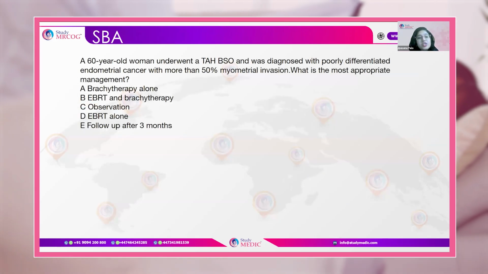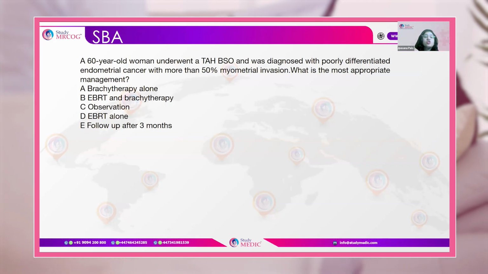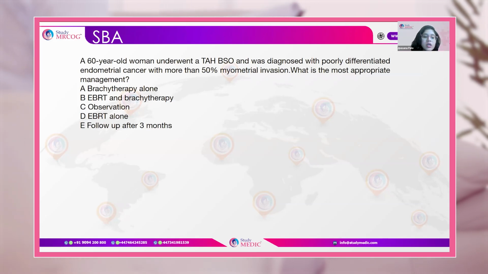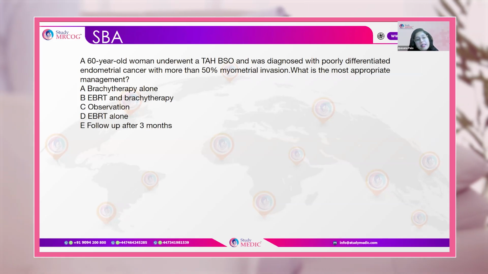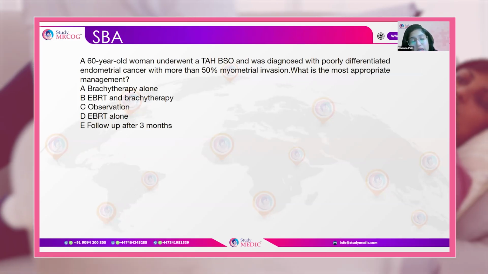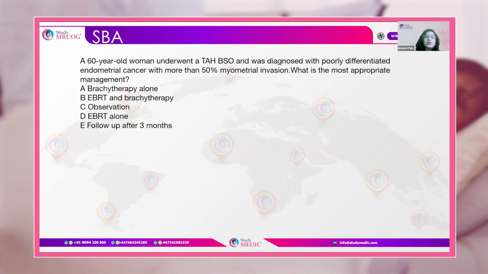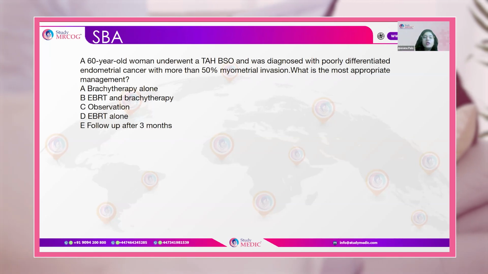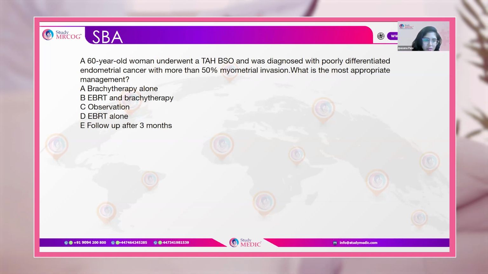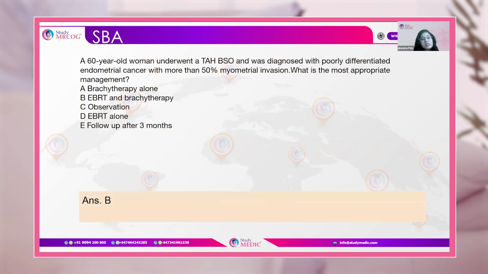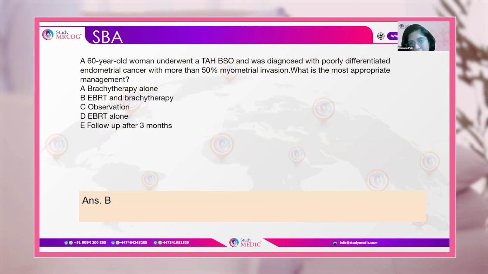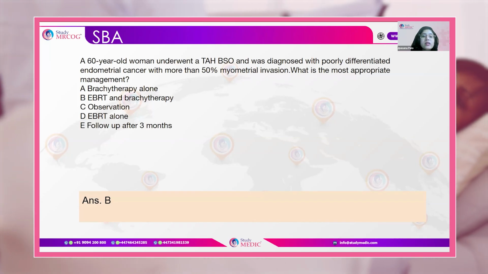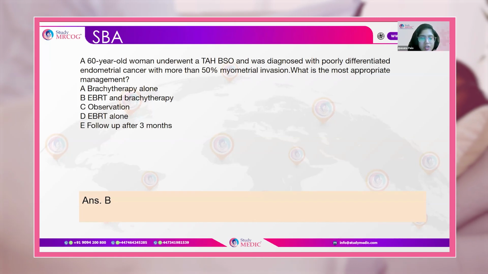These are the major changes which you need to remember, and from which they actually ask you questions in case of endometrial cancer. Now let us come to the management of endometrial cancer. A 60-year-old woman underwent a TAH-BSO and was diagnosed with poorly differentiated endometrial cancer with more than 50% myometrial invasion. What will be the most appropriate management? Here the answer is both EBRT and brachytherapy, as it is a poorly differentiated endometrial cancer with more than 50% myometrial invasion.